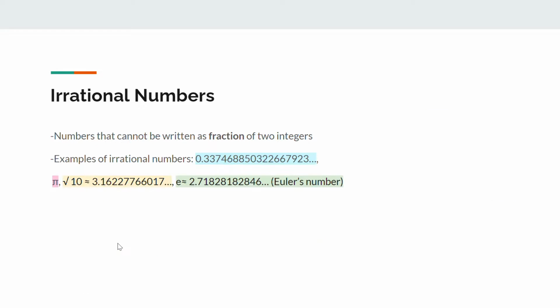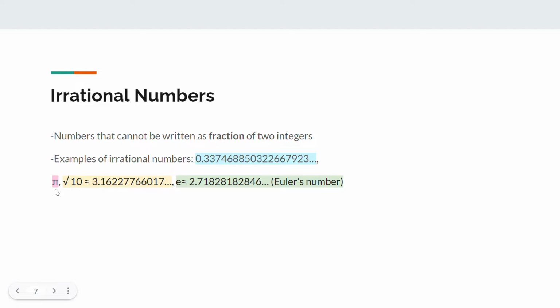The next one we've got is irrational numbers. These are numbers that cannot be written as a fraction of two integers. An example of an irrational number is this set of digits, 0.337468850322667923, and it continues in a random pattern. It's not repeating and it's not stopping at a specific number. So this is an irrational number.